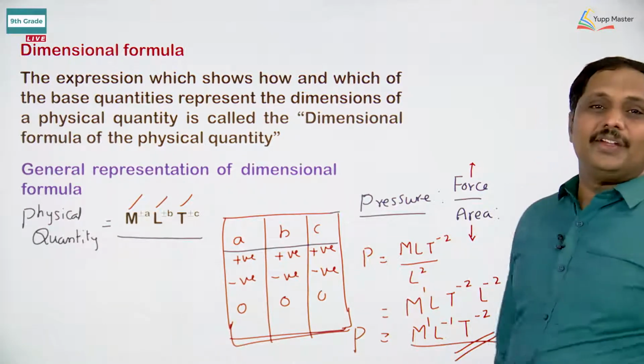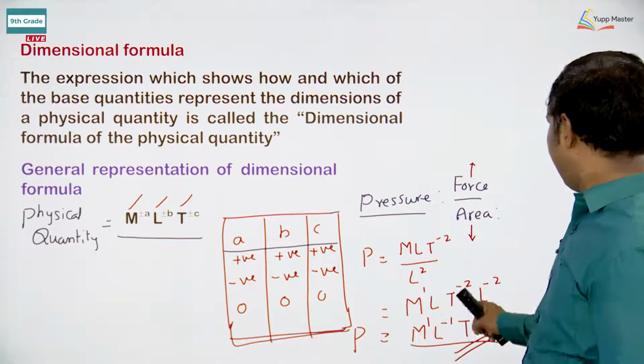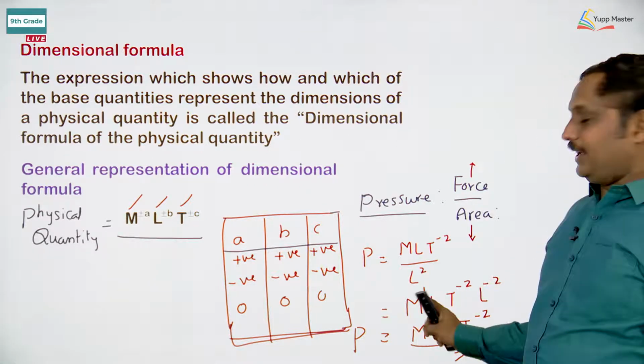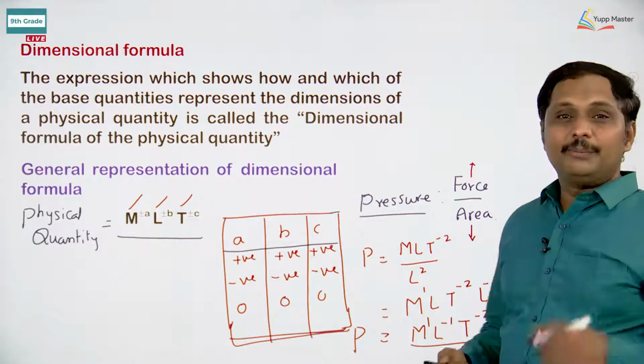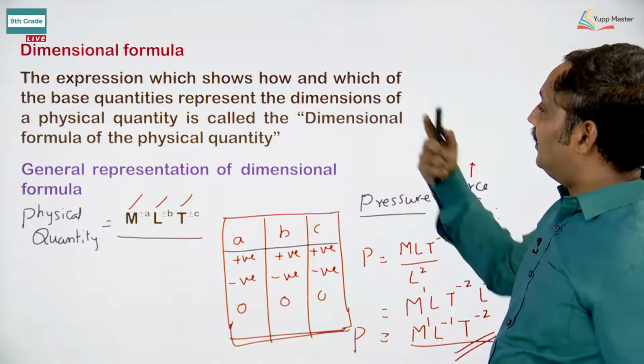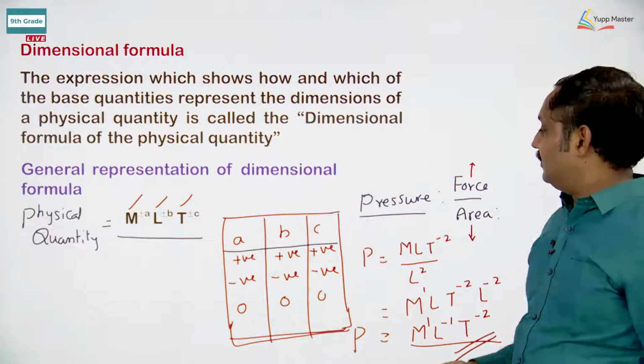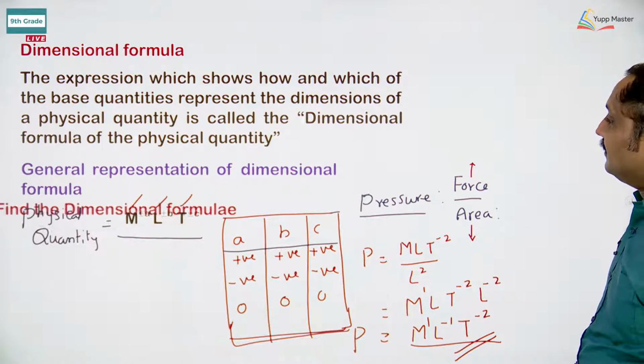So, the dimensions of mass in that pressure are going to be identified as 1, length is going to be minus 1, T is going to be minus 2. It is very clear. Now, we have obtained the dimensional formula and its representation. Let us go for another one.